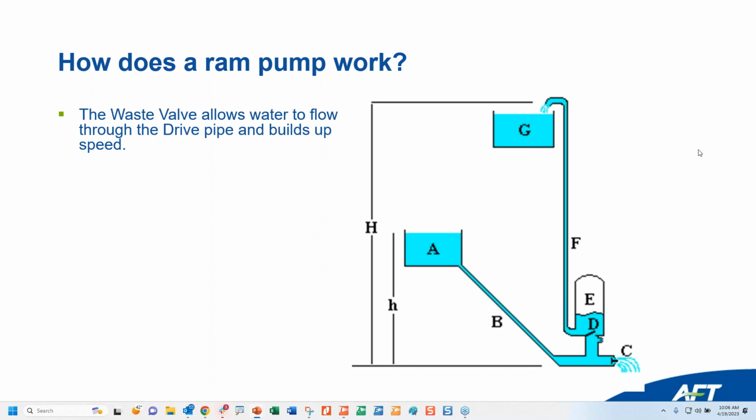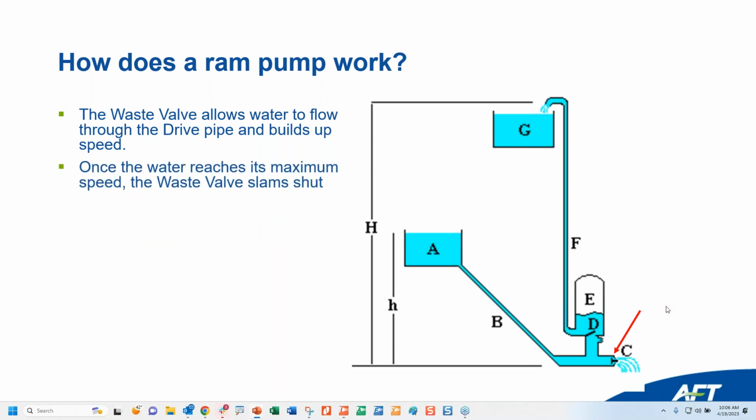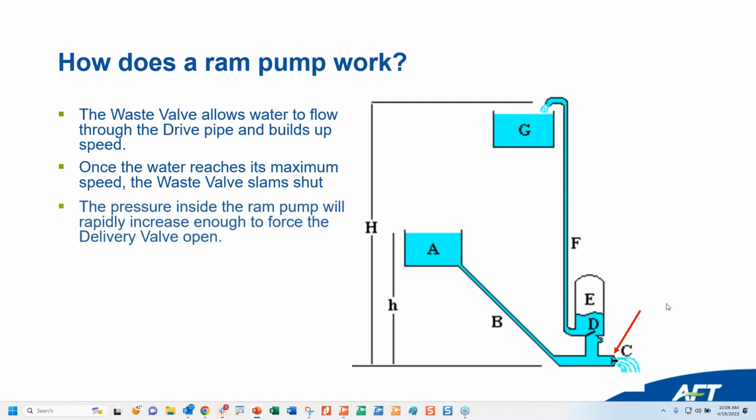So let's see graphically what I've just described. The waste valve allows water to flow through the drive pipe and build speed. Initially the waste valve is open, and this is achieved in the installation by putting the check valve in a vertical position, so the weight of the disc will allow the initial flow, and then when the water speeds up, it slams it shut. Once the water reaches the maximum speed, it slams shut, and the pressure inside the ram pump will rapidly increase to force the delivery valve open. This is due to the water hammer.